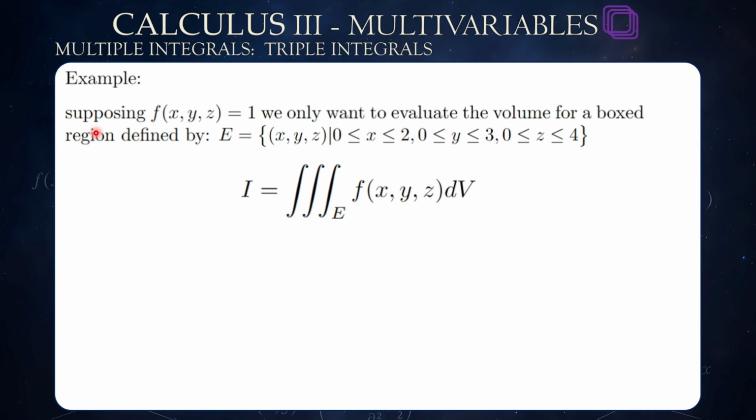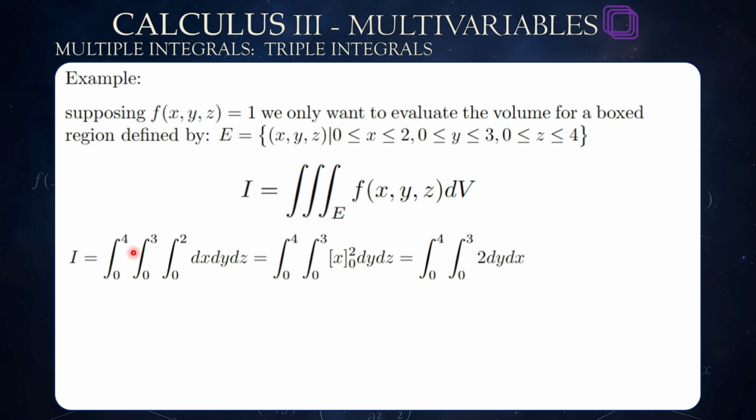Example, supposing f(x,y,z) is equal to 1, we only want to evaluate the volume. In such case, for a boxed region defined by E, where x, y, z are like this: x is between 0 and 2, y is between 0 and 3, and z is between 0 and 4. So we want to get I equal triple integral over region E f(x,y,z) dV.